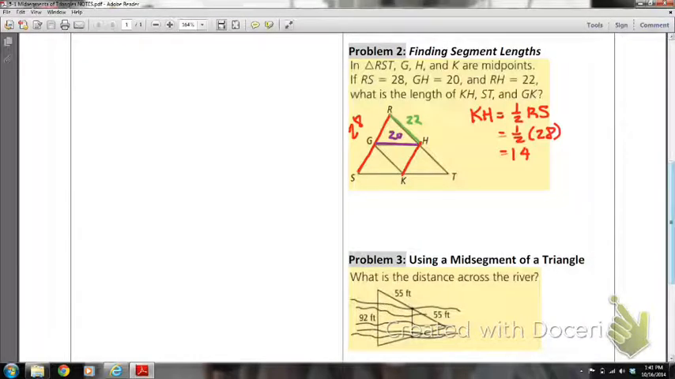So now let's look at ST. ST is the side that is parallel to mid-segment GH. So that means that GH is half of ST, because GH is the mid-segment that's parallel to ST. So GH is 20. That's half of ST. So multiply both sides by 2. And ST is 40.